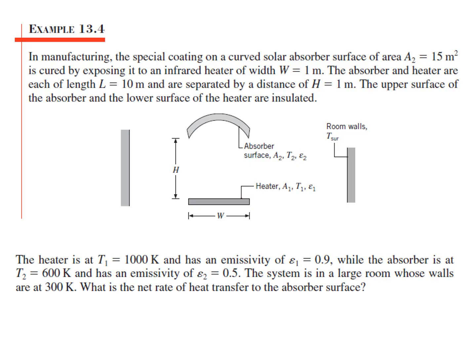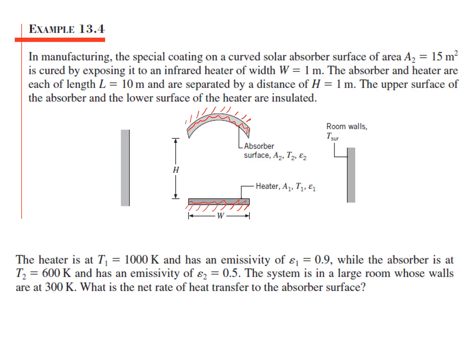In manufacturing, the special coating on a curved solar absorber surface of area A2, and that's this absorber here, is cured by exposing it to an infrared heater of width 1 meter. This is the heater on the bottom. The absorber and the heater are each of length 10 meters and are separated by a distance of h, 1 meter. So basically everything about the geometry of the system is given. The upper surface of the absorber and the lower surface of the heater are insulated. That is, there's no heat loss through, for example, conduction.